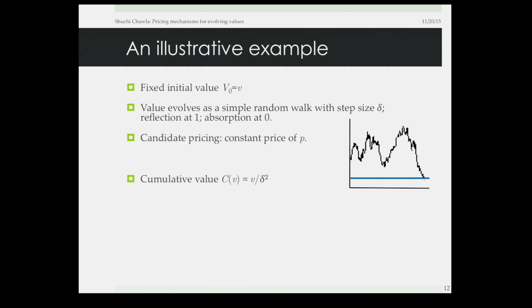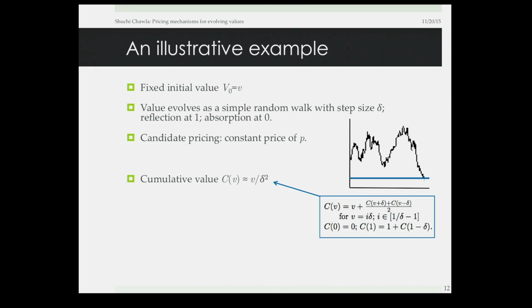And observe here that the buyer's cumulative value is going to be linear in V and 1 over the square of the step size. This is easy to compute by writing down a series of equations. This is a simple random walk. And so you solve these, you get V over delta squared for the cumulative value.